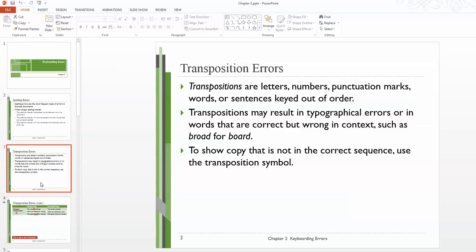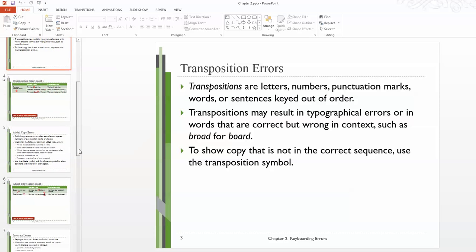If you look in the second bullet here, you'll see broad and board. Pretty common for words that have the same letters in them to be twisted around. So BROAD, broad, BOARD, board. Easy mistake to make, but clearly, these two words mean completely different things, and so where one would be appropriate, the other would definitely not be appropriate.